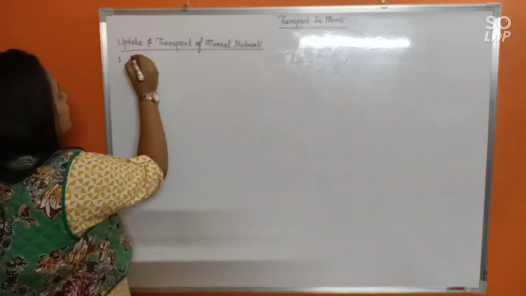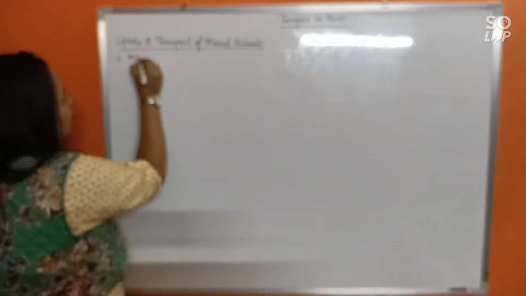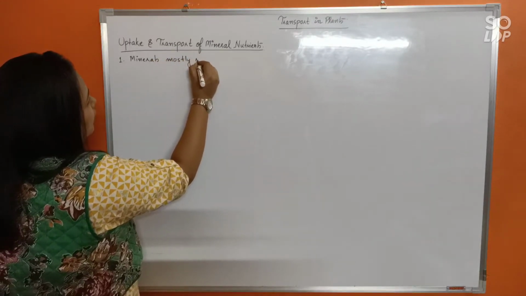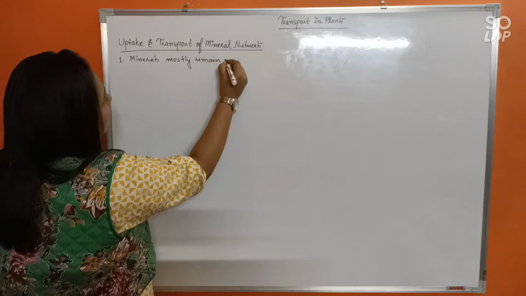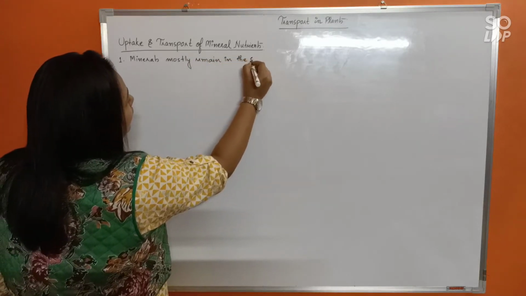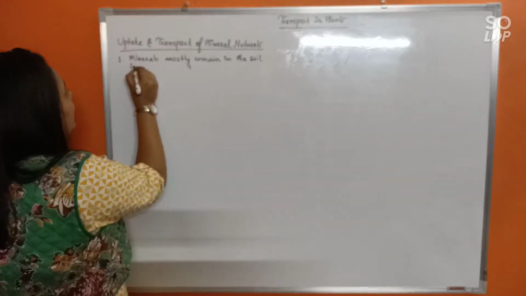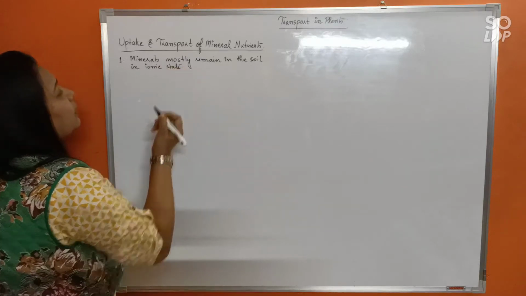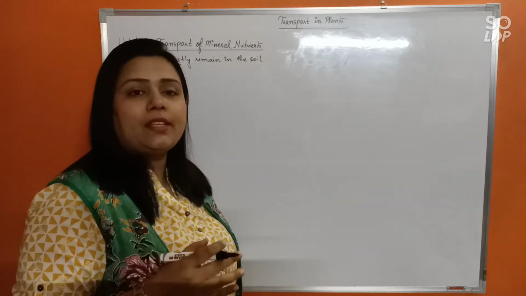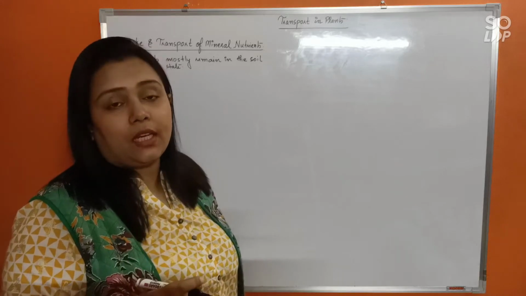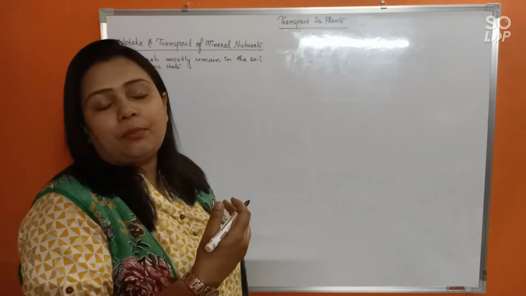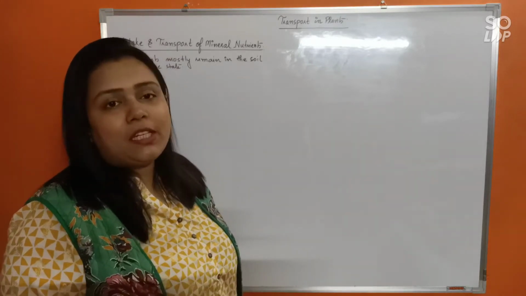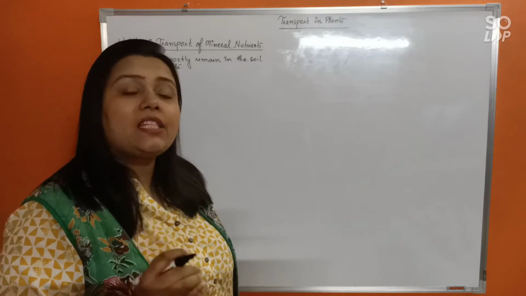First, the minerals mostly remain in the soil in ionic state. So most of the minerals present in the soil will be found in the ionic state, and ions cannot pass through the plasma membrane readily or directly. So they have to be taken up by the root by active transport.